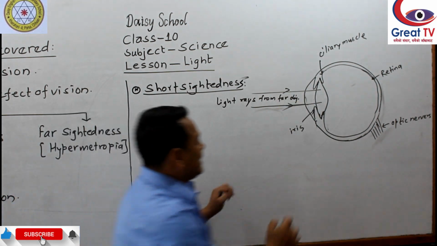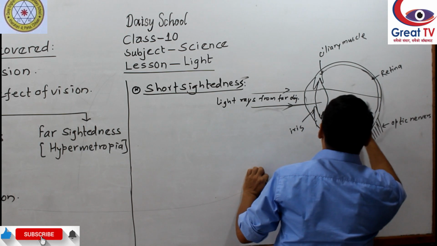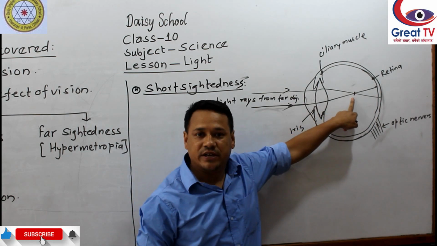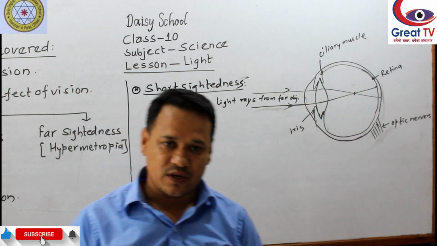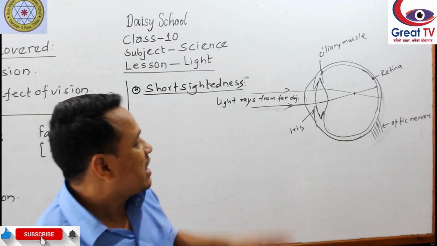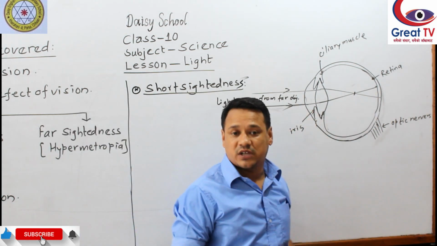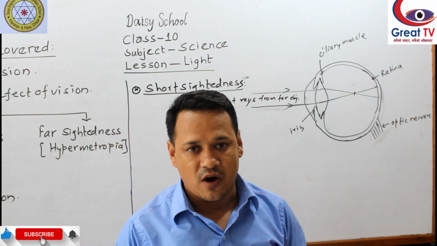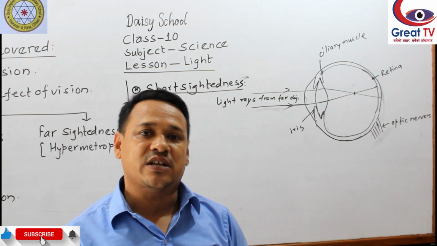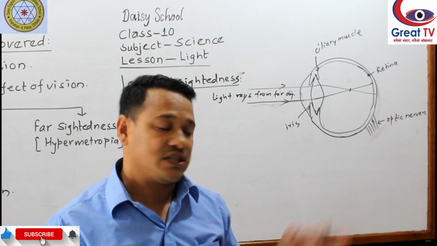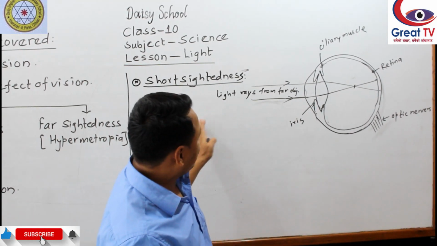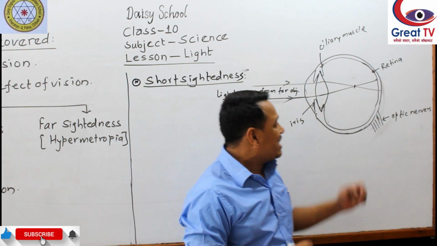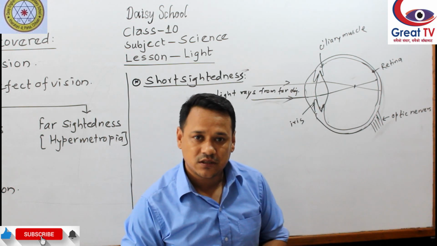Light rays from a far object intersect before the retina. At the intersecting point, the image is formed, and here the intersecting point is before the retina. The retina is the screen where the image is formed. If the image is formed on the retina, then we can see, otherwise not. But in this situation, light rays from the far object intersect before the retina. That's why the image cannot form at the retina and we cannot see.